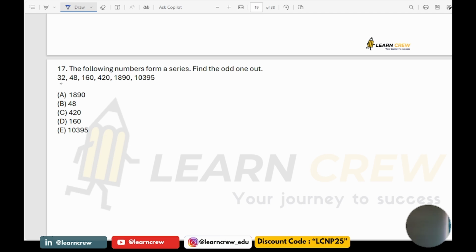32 into 1.5. Next, 48 into 2.5 is how much? 120. 120 into 3.5, into 4.5, into 5.5. So 160 is wrong. In that place 120 has to be there.